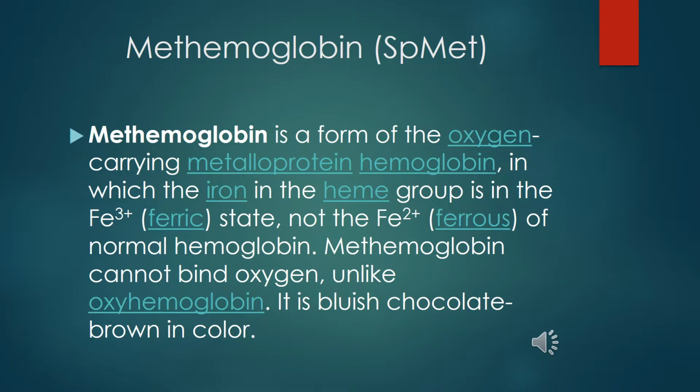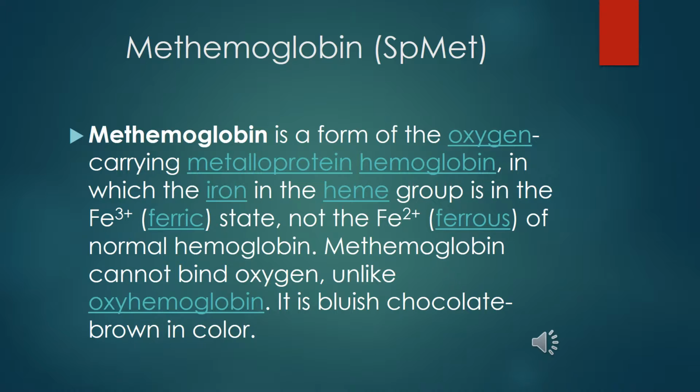Let's talk about the methemoglobin, or the SpMet. Methemoglobin is a form of the oxygen-carrying metalloprotein hemoglobin, in which iron in the heme group is in the Fe3+ ferric state, not the Fe2+ ferrous state of normal hemoglobin. Methemoglobin cannot bind to oxygen, unlike oxyhemoglobin. It's bluish chocolate brown in color.